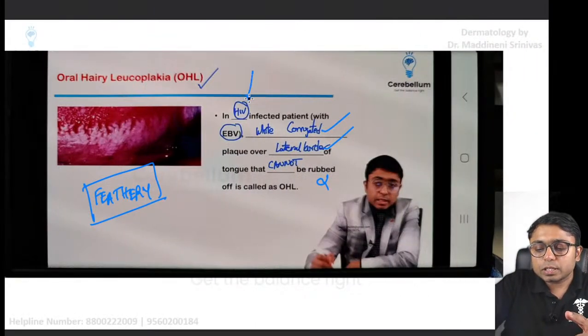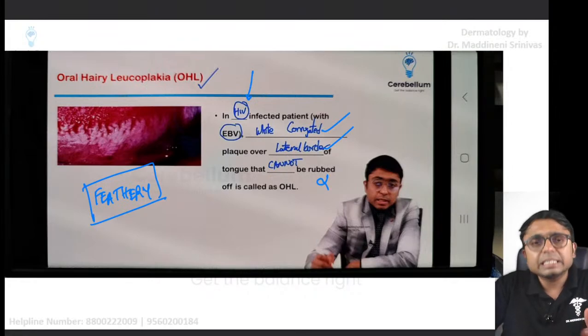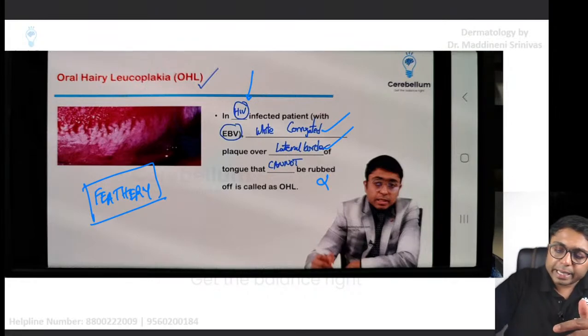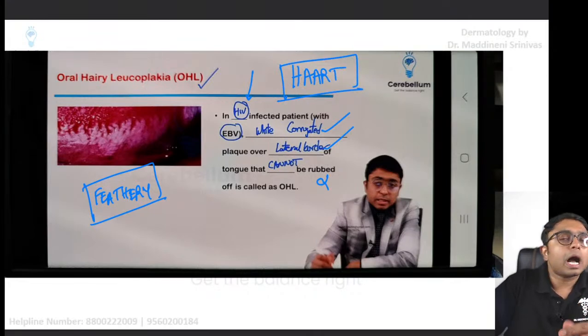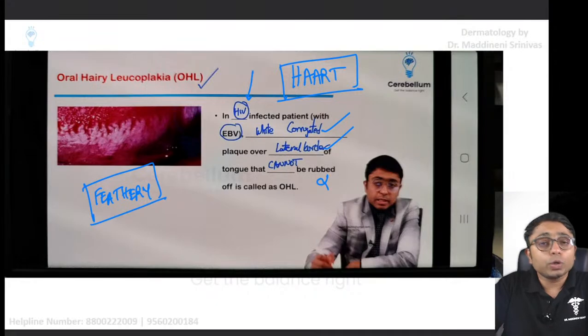This is commonly associated with individuals who are immunocompromised, that is HIV. And what is the treatment here? The treatment is going to be highly active antiretroviral therapy. So if you start HAART, this plaque is going to disappear.